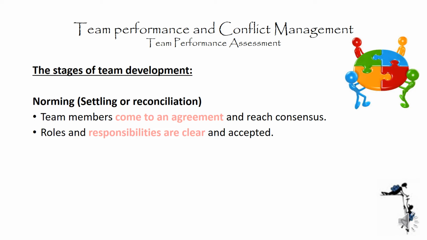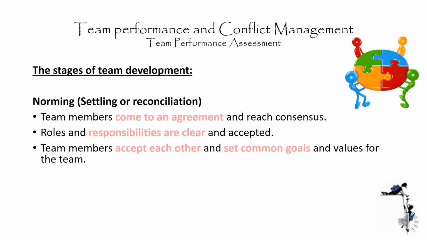The roles and responsibilities are clear, and everybody accepts their roles and their responsibilities. So everybody is given a specific task that is their responsibility. Everybody accepts that responsibility of the delegated tasks, and everybody knows exactly what they are expected to do. Team members accept each other and set common goals and values for the team.